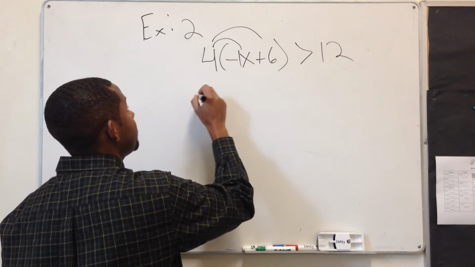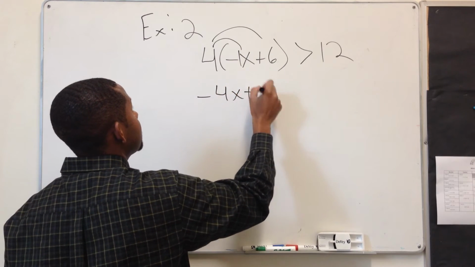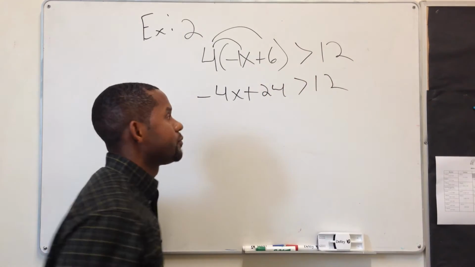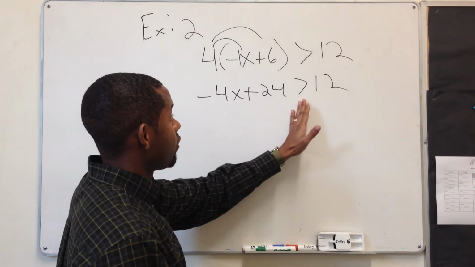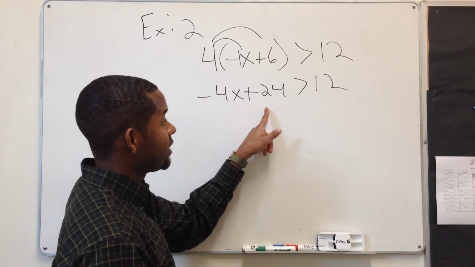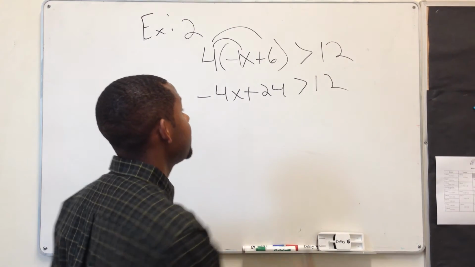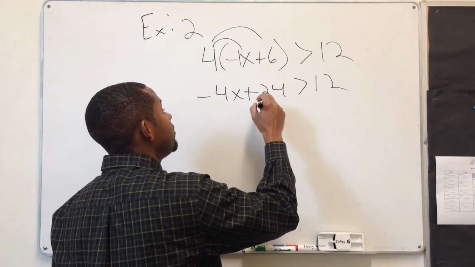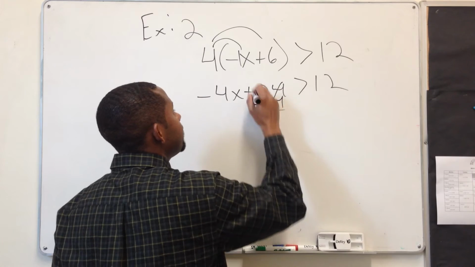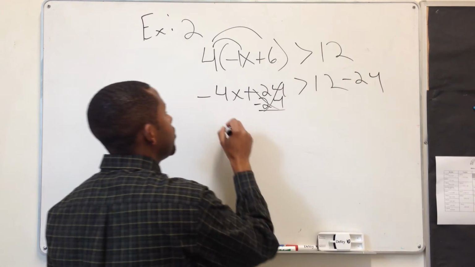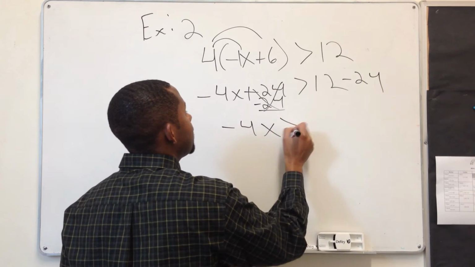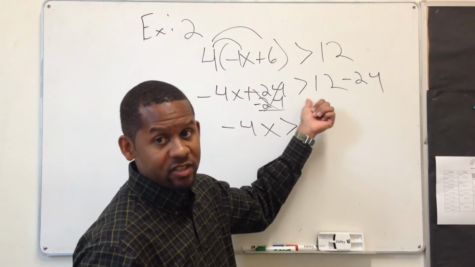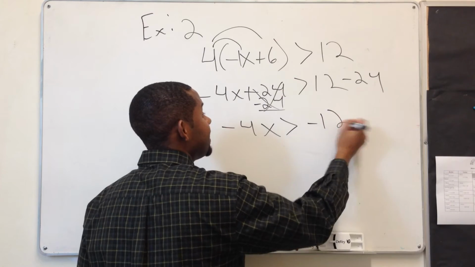4 times the negative 1 is negative 4x. 4 times 6 is 24, greater than 12. My variables are already to the left of this inequality sign, so I just want to get this constant to the right. So I want to get rid of this 24. I want it to become a 0. Plus 24, the opposite of that is minus 24. Minus 24, negative 4x greater than, here's where you guys often make mistakes, 12 minus 24 is negative 12.